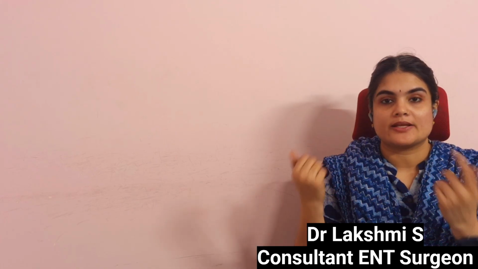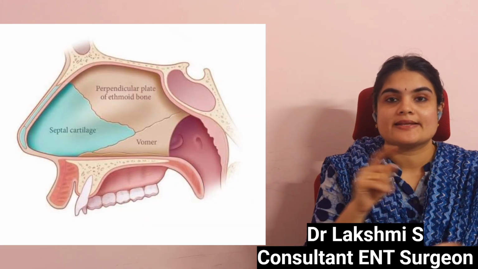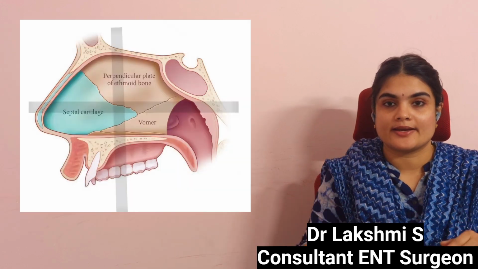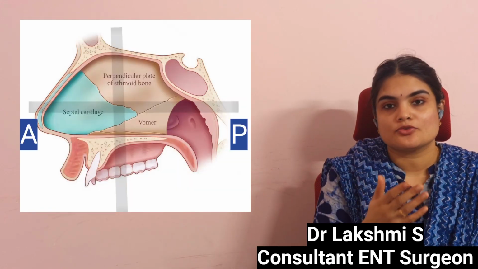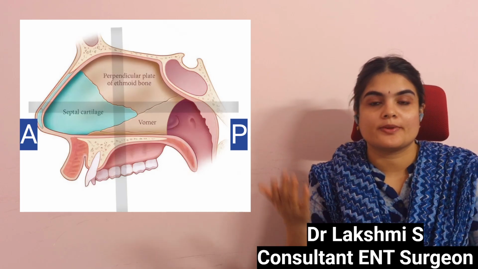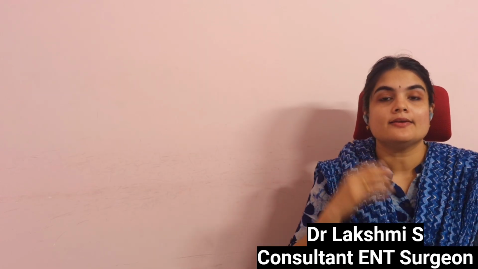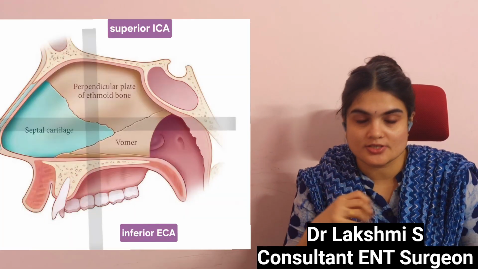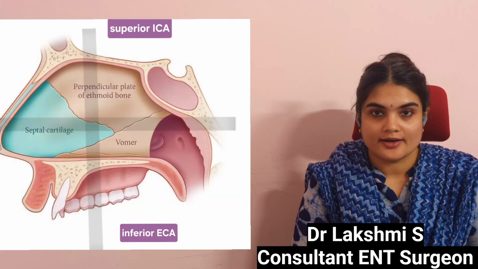Imagine the nasal septum. Look at the picture. We can divide the nasal septum into 4 quadrants with an imaginary line drawn horizontally and vertically. So there is an anterior and posterior quadrant, and an antero-superior and antero-inferior quadrant, postero-superior and postero-inferior quadrant. The superior quadrants are supplied by the internal carotid artery branches. The inferior quadrants are supplied by the external carotid artery branches.